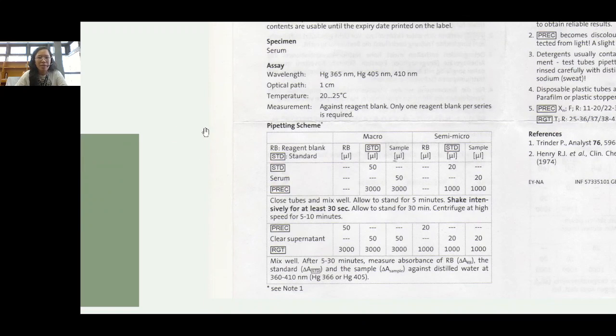And here, kids, for your wavelength, the best to use is 410 nm. Because looking at your 365 and 405, they are mercuric nanometer lines. So, just to be sure, we can just use 410 nm. And then, in terms of the measurement, it is measured against your reagent blank.